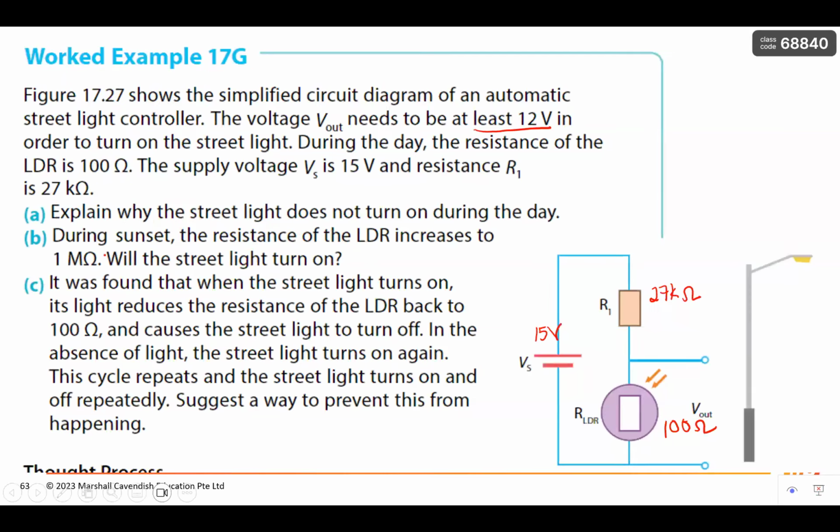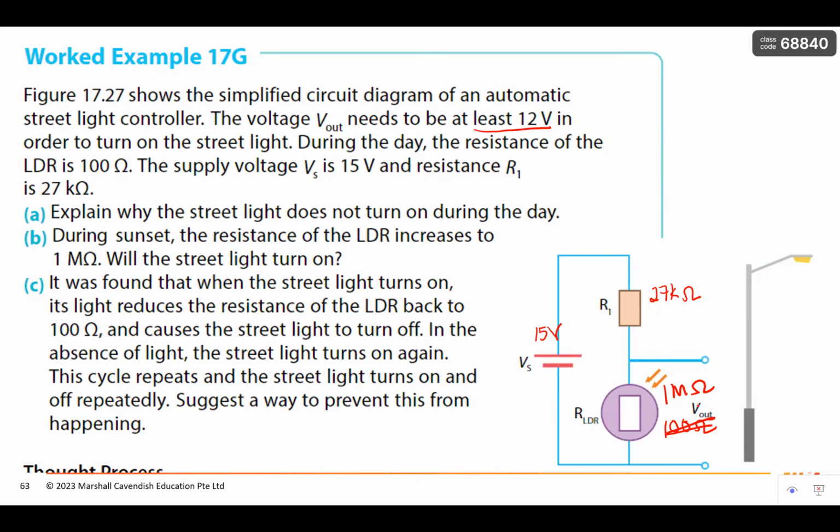Let's come back to here. During sunset, now the resistance of the LDR increases to 1 mega ohm. So now I'm no longer 100, I become 1 mega ohm. This will actually cause the street lights to turn on. Let's check. Will the street lights be turned on?